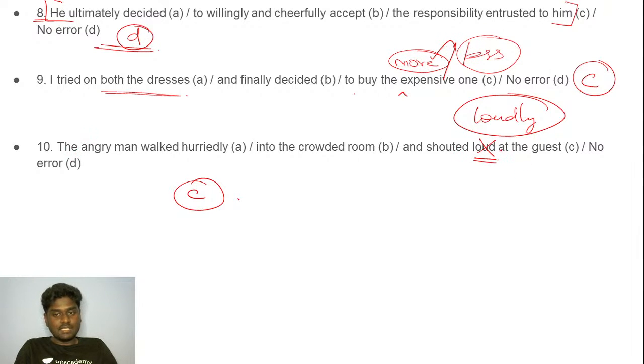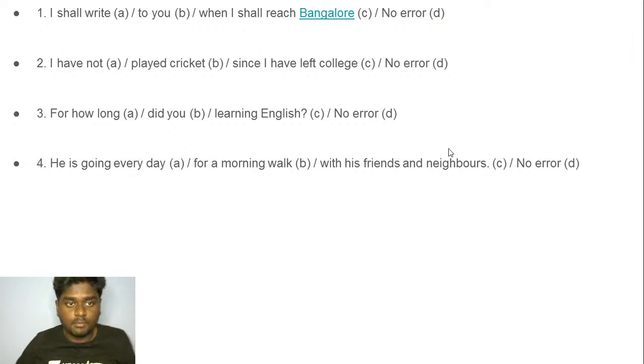So loud is actually an adjective. Loudly, it is an adverb. Okay. So the adverbial form loudly should be replaced by loud here. Clear? All good. Go for the next one, guys. Come on. Quickly tell me what will be the right option for the first.